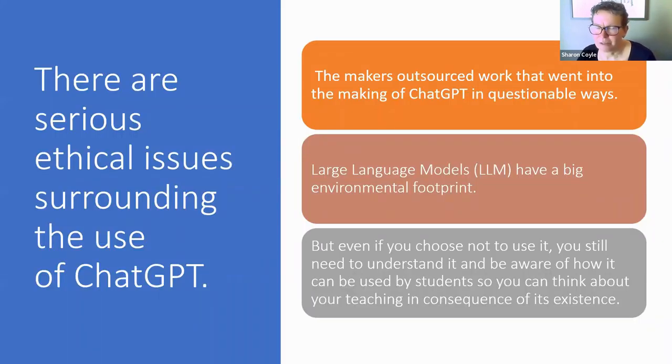So there are serious ethical issues surrounding the use of ChatGPT. The biggest one for me is that the people who made it, OpenAI, outsourced work to people in Kenya, where they had to go through traumatizing data, sexual assaults and things like that, to take it out. They were paid like $2 an hour or something, and had psychological and sociological consequences from that. So, when you're using a tool like this, it's a bit like blood diamonds. Do you really want to go there? For lots of people, that's where it finishes.